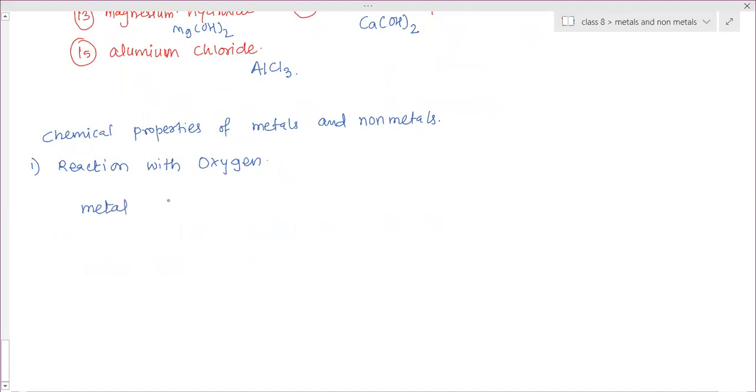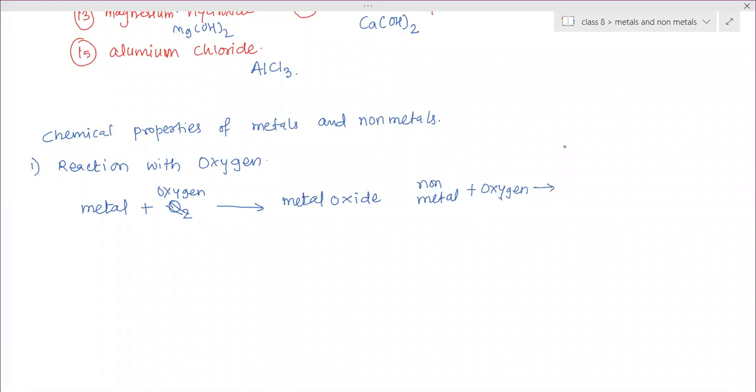While writing the oxygen formula, we have to write O2 because this is a molecule of oxygen. One single oxygen atom cannot remain stable, so it is always written as O2. Metal reacts with oxygen and forms metal oxide. Non-metal combined with oxygen forms non-metal oxide.